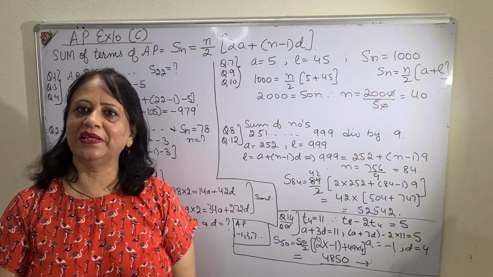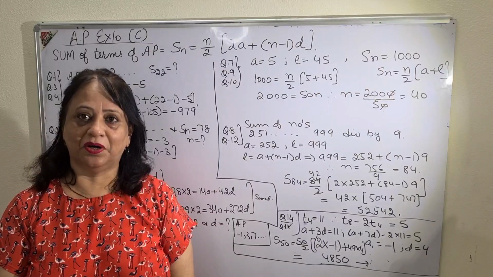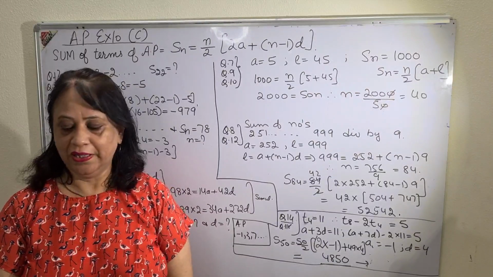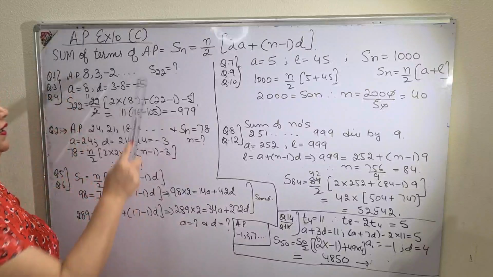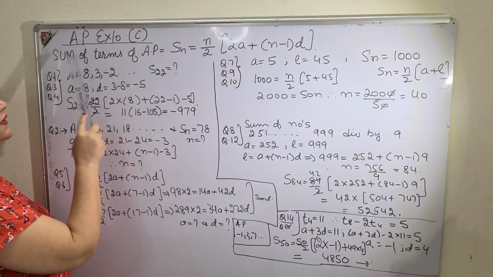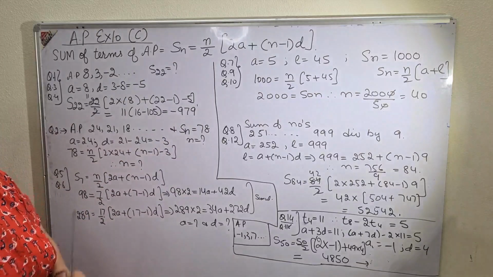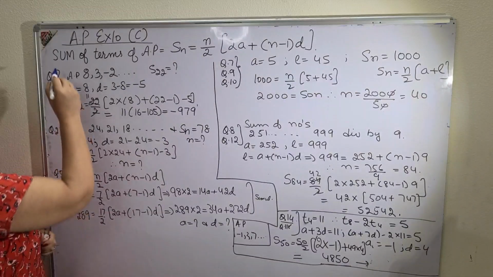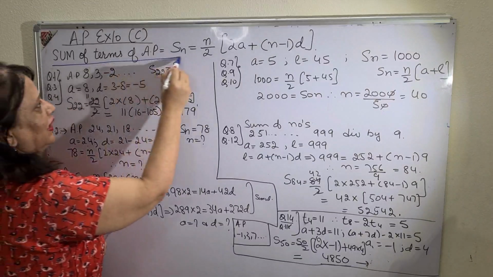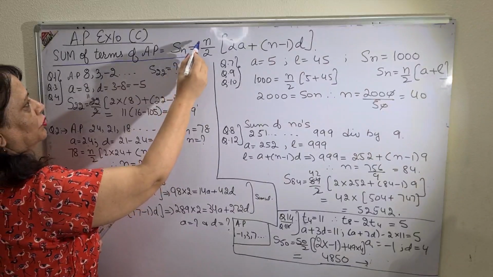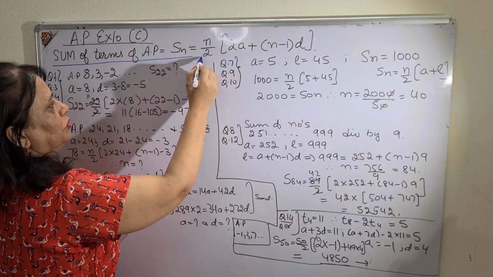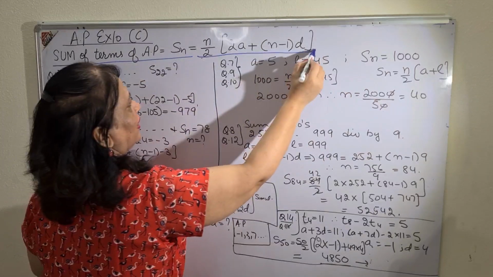This time you have to find the sum of the terms of AP. And children, we will denote it by the letter Sn, the sum of the terms of AP. This formula will be used throughout the sums this time. Sn is equal to n by 2, 2a plus n minus 1 into d.